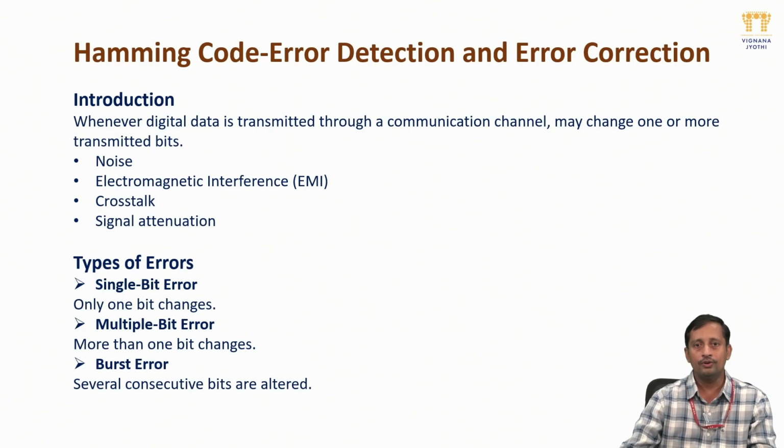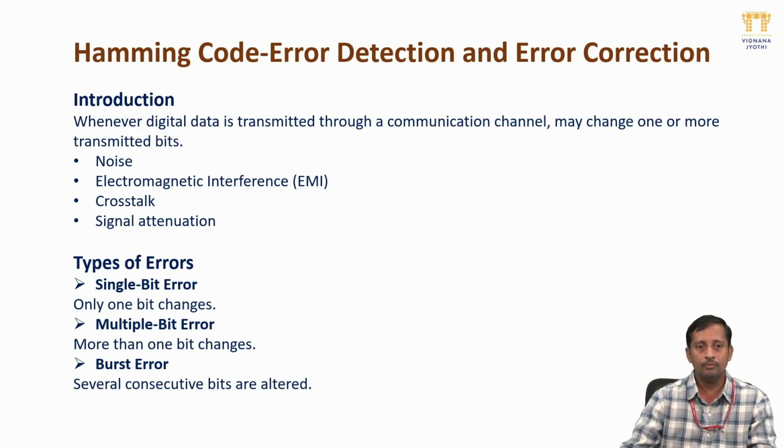What is an error code? Hamming error detection and correction. It's a method where, when we are transmitting bits of data from a transmitter to a receiver, then while transmitting, due to noise, EMF, we'll get some bit errors. So to overcome that bit error and to correct it, we'll use different methods.